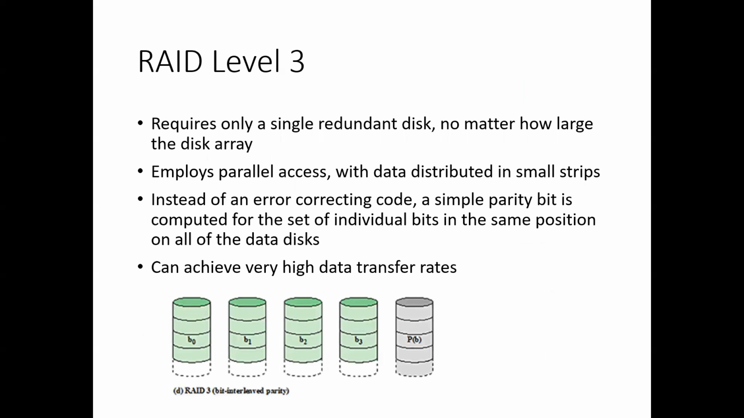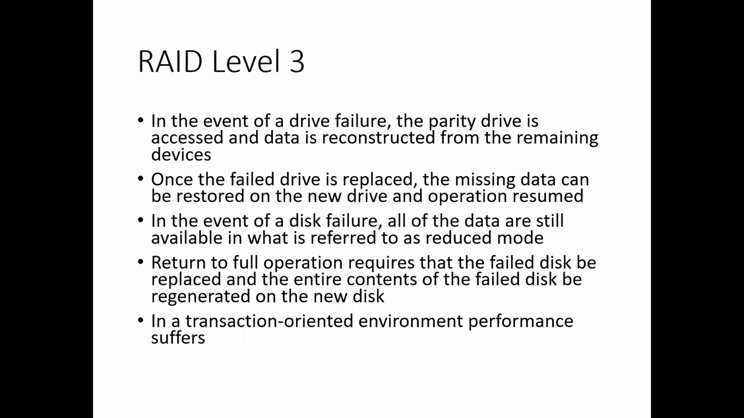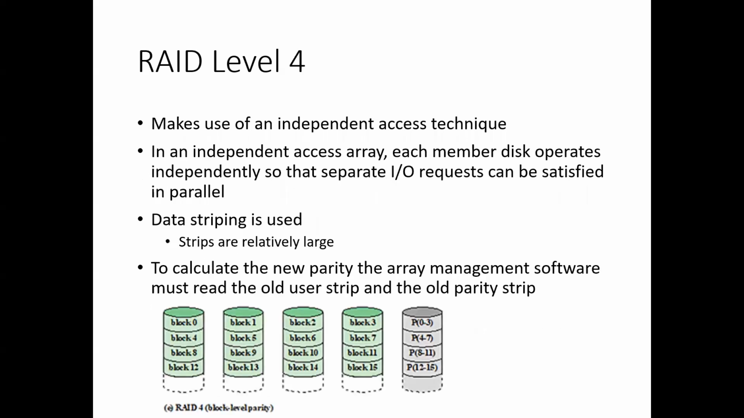RAID level 3 only has a single redundant disk, no matter how large the disk array. It employs parallel access with all the data distributed in small strips. Instead of an error correcting code, we have a simple parity bit computed for the set of individual bits in the same position on all the data disks. This can achieve pretty high transfer rates. In the event of a drive failure, the parity drive is accessed and we reconstruct the data on the remaining devices. And once the failed drive is replaced, the data can be restored on a new drive and we resume operation. In the event of a disk failure, all the data still available is referred to as reduced mode.